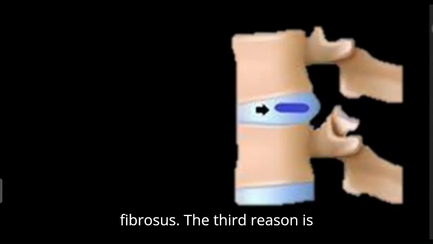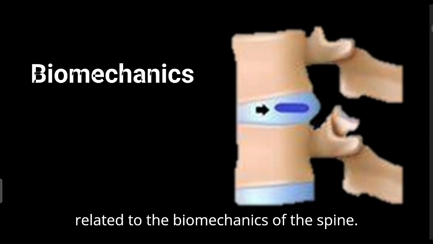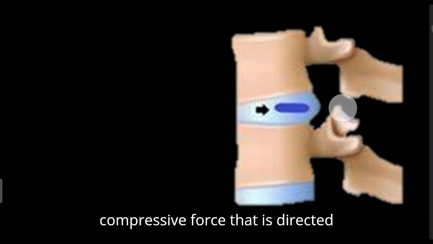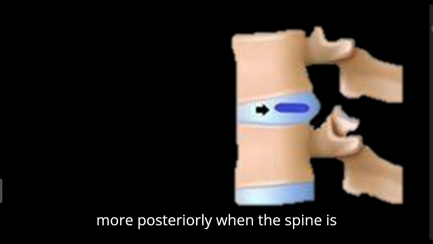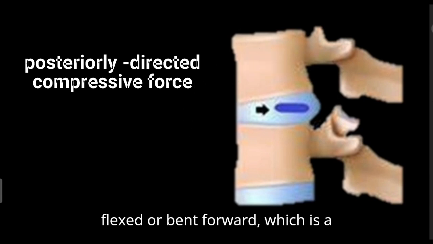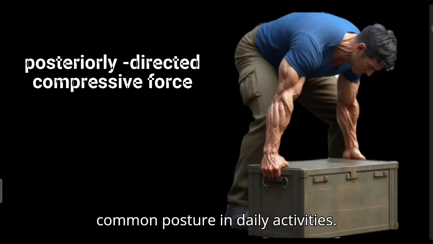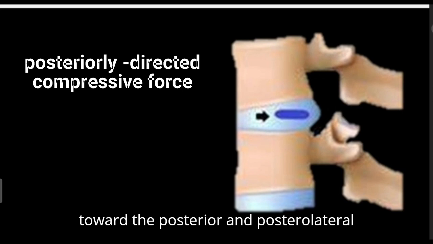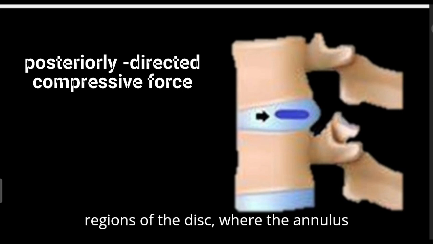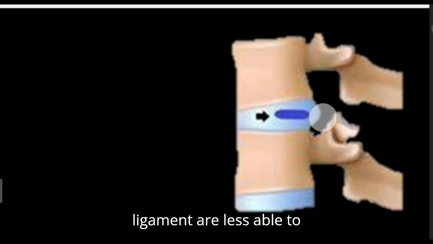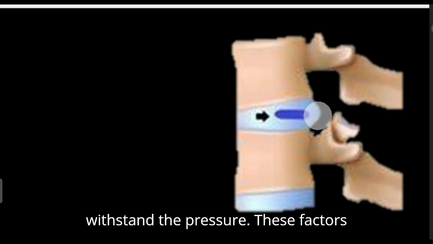The third reason is related to the biomechanics of the spine. The nucleus pulposus is subjected to a compressive force that is directed more posteriorly when the spine is flexed or bent forward, which is a common posture in daily activities. This force pushes the nucleus pulposus toward the posterior and posterolateral regions of the disc, where the annulus fibrosus and the posterior longitudinal ligament are less able to withstand the pressure.